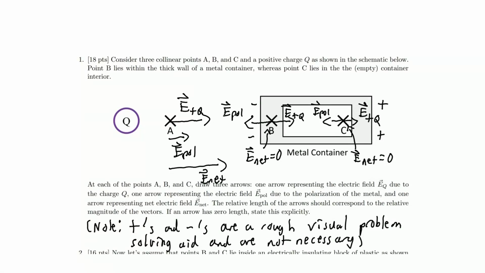So we know that inside the metal containers the net electric field is going to be 0 because the charges cancel out. We also know that the inside of the empty container, which is surrounded by the metal container, is also going to have a net electric field of 0 due to the charges canceling out. So how do we find these charges?